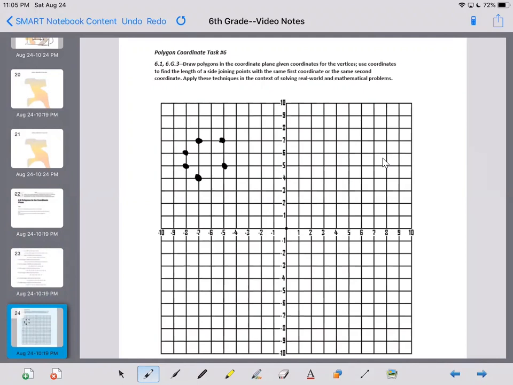So now I can just go ahead and use my straight edge, and I can circle that in. And then what we would do is ask the students to go ahead and, once they plot them, to subdivide that and find that area.